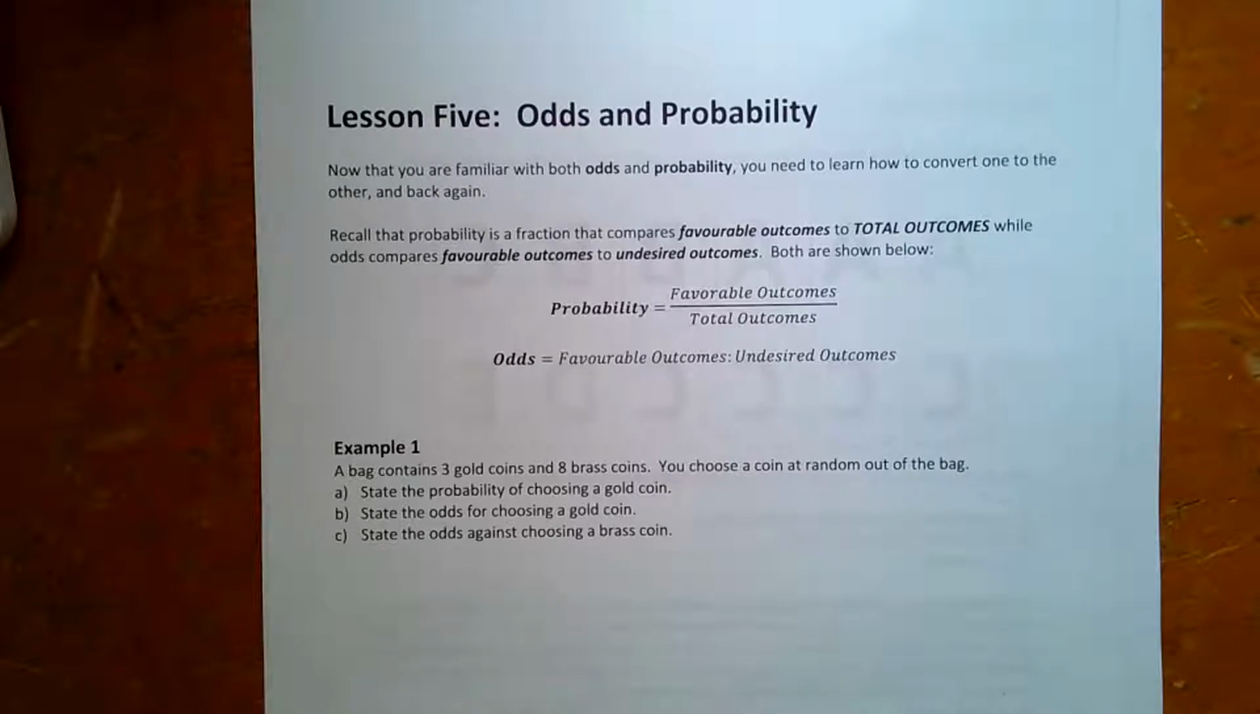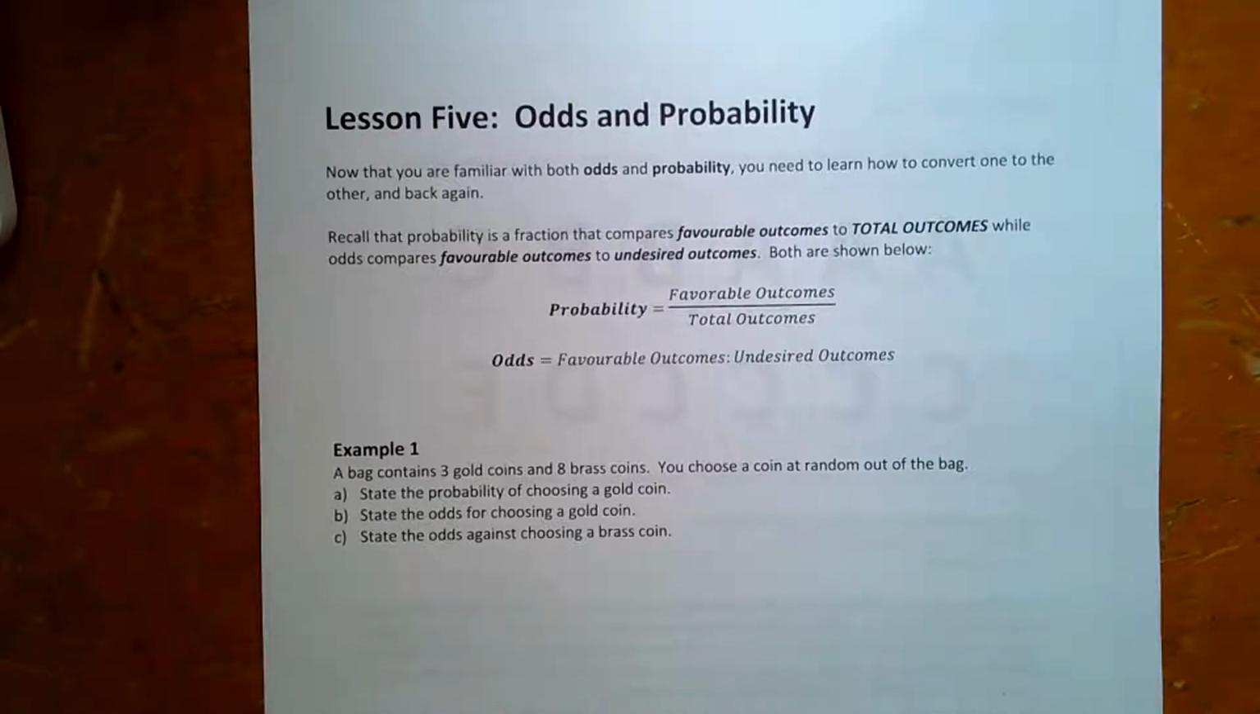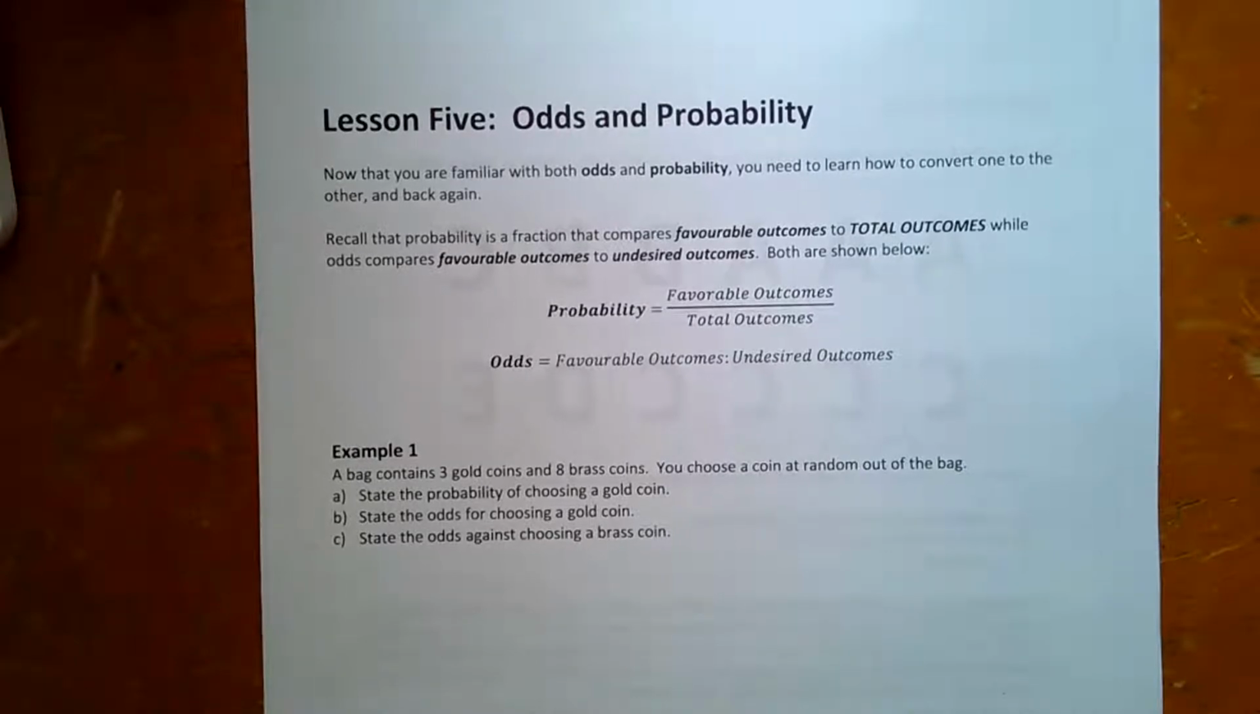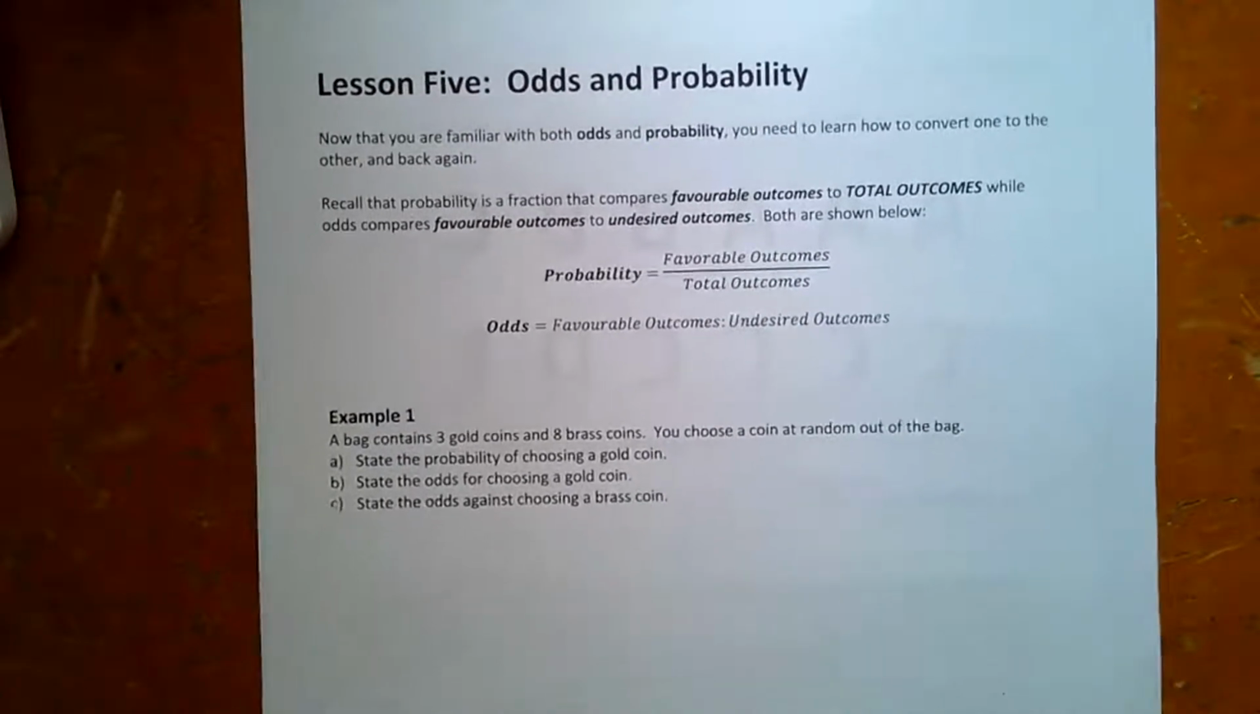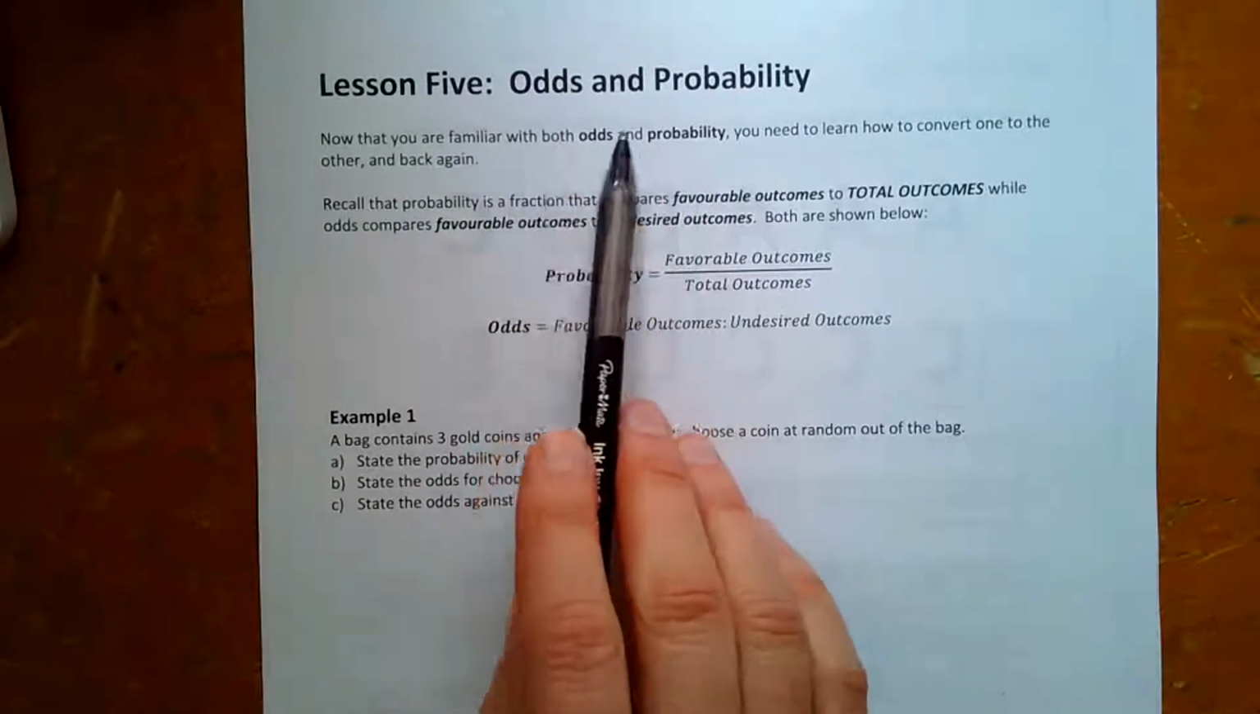So I'm going to go through the examples for lesson 5. And in lesson 4, we learned what odds were. And today we are going to be converting back and forth between odds and probability.